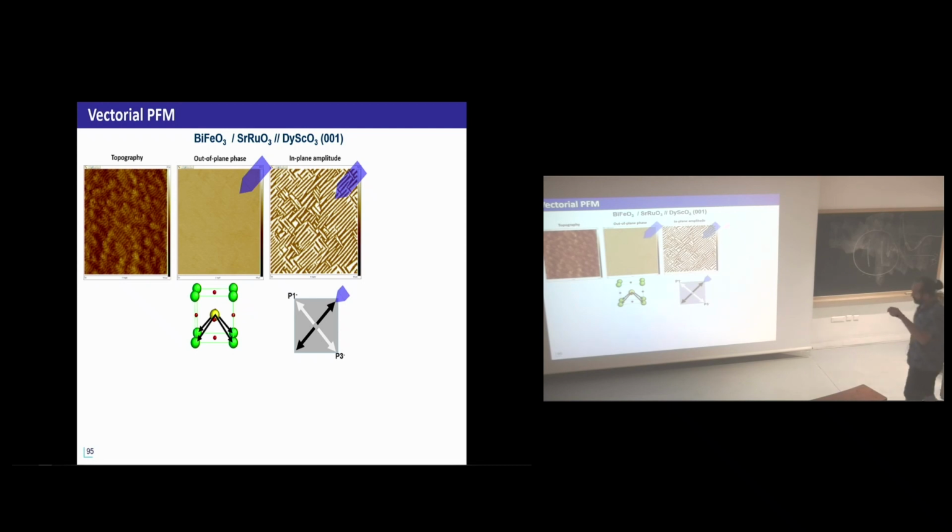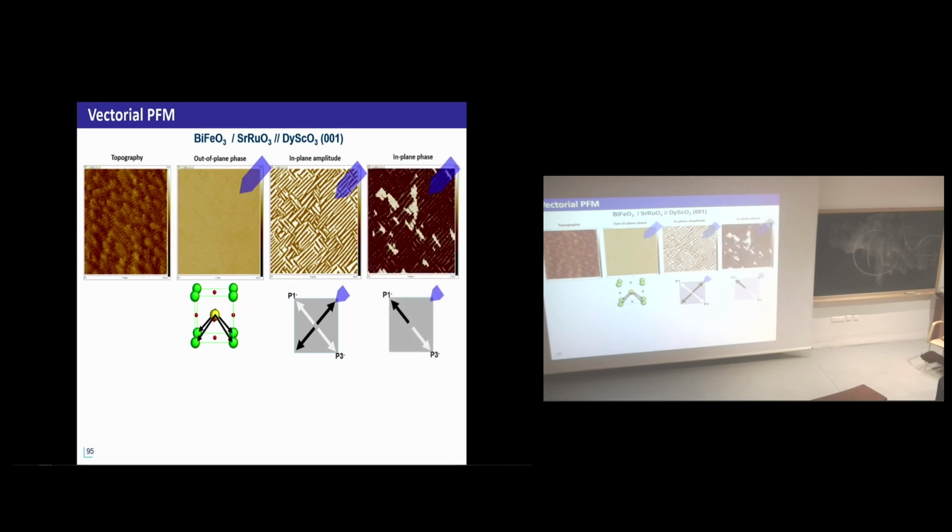Of course, I know my sample, so I put the cantilever parallel to the 110 direction to be sure to be parallel to the polarization, one of them. And this is the amplitude. When it's white, there is amplitude. Where it's black, no amplitude. So where it's white, you have P minus 1 or P minus 3. Where it's black, you have the 2 other possibilities.